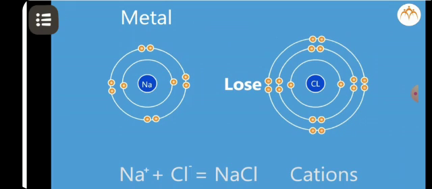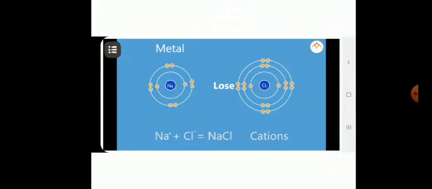So in formation of sodium chloride, NaCl, Na+ is positively charged cation and Cl- is a negatively charged anion. So Na+ combines with Cl- chloride ion and NaCl neutral compound is formed. And NaCl is an ionic compound because it forms from the combination of two oppositely charged ions.